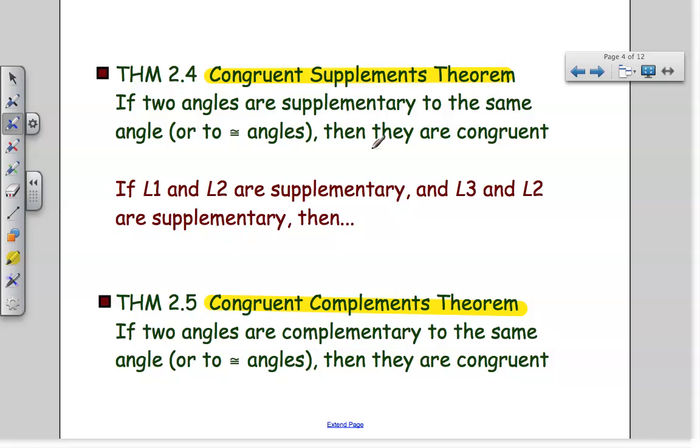Now, you have to remember what the word supplementary means. If two angles are supplementary, remember that that means that they add to 180 degrees.